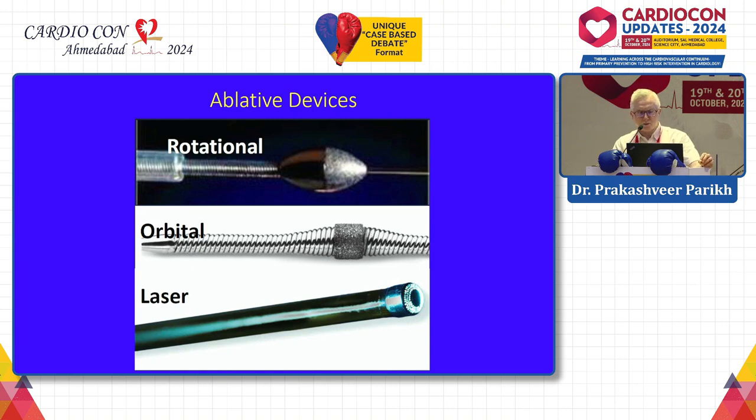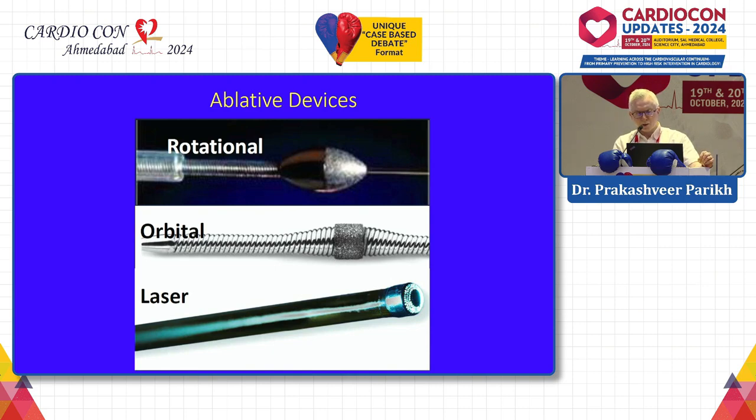These are three main devices. Rotational atherectomy. It is very important to recognize that in rotational atherectomy, there are diamond chips on the bar, which is an elliptical bar, and this bar is at the tip of the catheter. The ablative device is the tip.